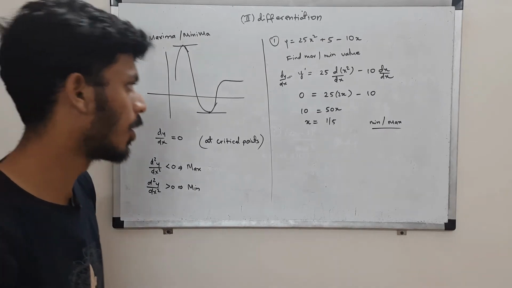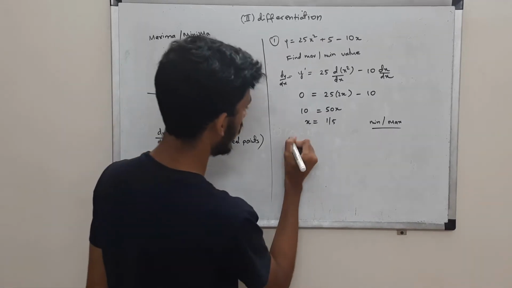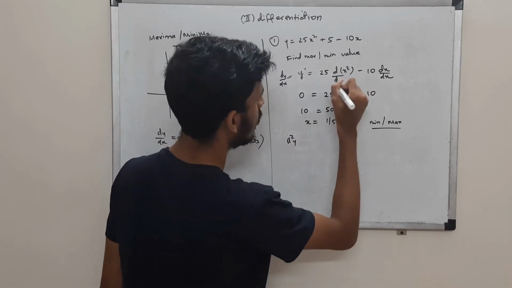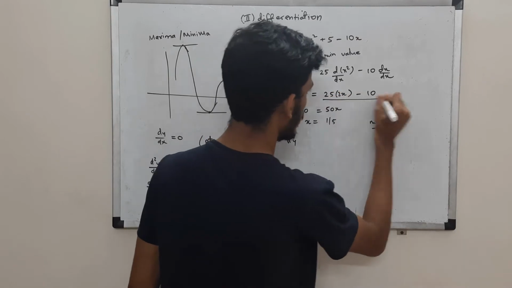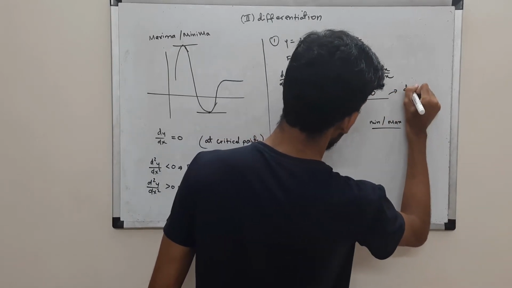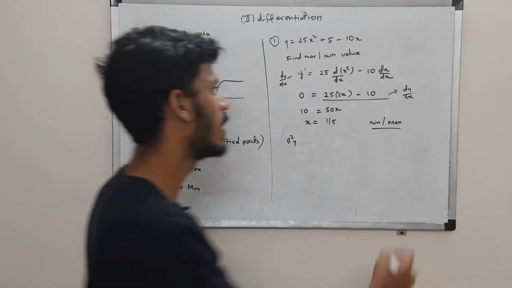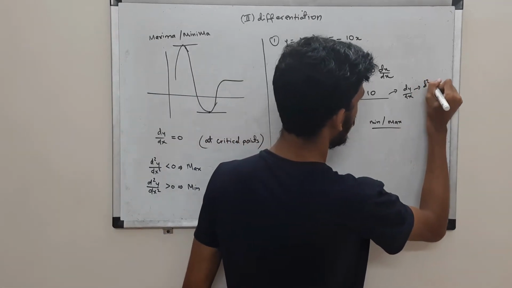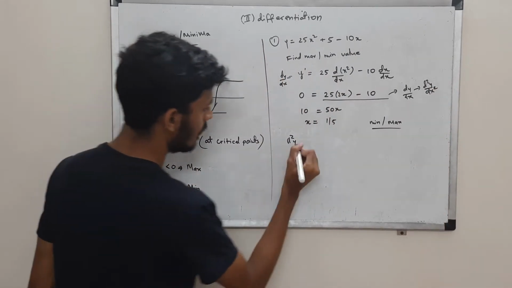In order to check that, you'll have to find the second derivative. Second derivative, how will you find? Just differentiate this function now. What is it that you obtained? This is the first derivative, right? This is dy by dx. You can differentiate it again, so that will give you d2y by dx square. This is the higher derivative.